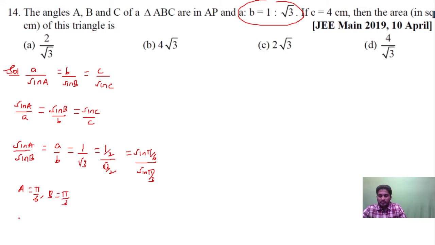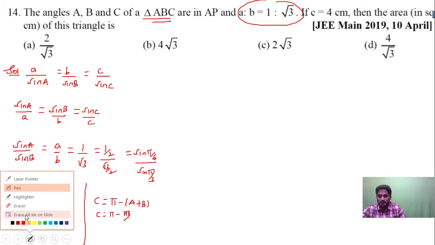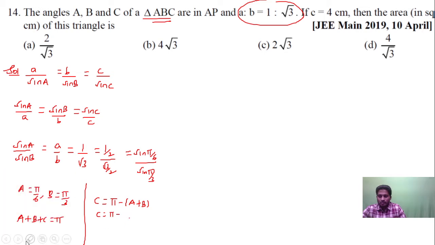Okay, the sum of all the angles A plus B plus C is equal to pi. The sum of all the angles in a triangle is 180, and it's given in a triangle ABC. So C is equal to pi minus of A plus B. A is pi by 6 and B is pi by 3, so A plus B is equal to pi by 2. So C will be equal to pi by 2. Angle C is equal to pi by 2. Now I am supposed to find the area of this triangle.